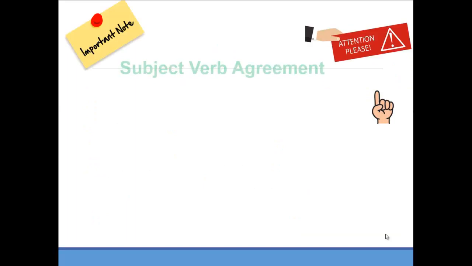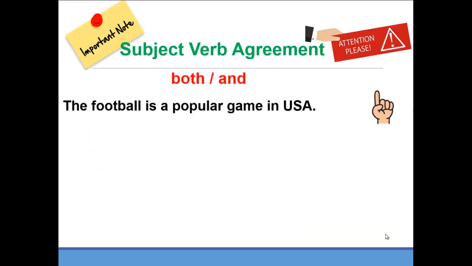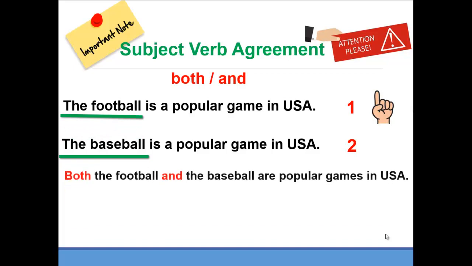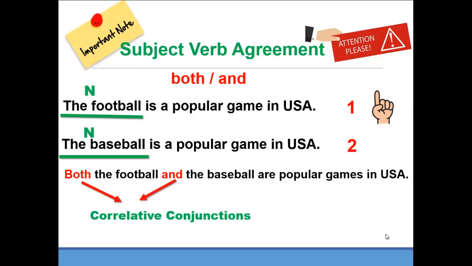Another example: the football is a popular game in USA. The baseball is a popular game in USA. The two subjects of the sentences are going to be connected. So it's going to be: both the football and the baseball are popular games in USA. The verb is going to be "are." Why? Because the two subjects are connected.